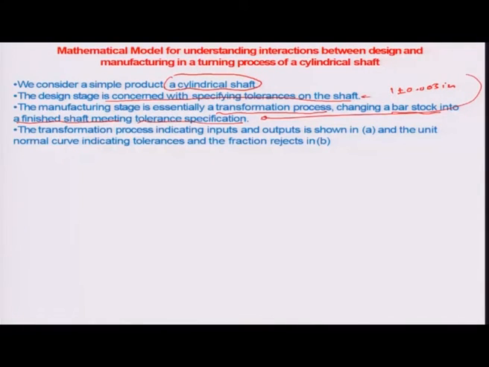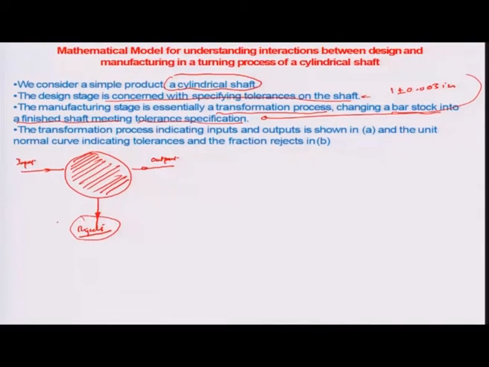And the transformation process would indicate inputs and outputs in the following manner. Let us say this circle here represents the transformation method, and there is some kind of input material which is given to a transformation process, and it generates an output material. Obviously, such a transformation would also be responsible for generating many process rejects, because it may not fully comply with the tolerance specifications indicated. The capability of the process may be lower in comparison to the tight tolerances being specified by the design, and therefore, there may be some cases where there are non conforming parts, or parts not meeting specification.